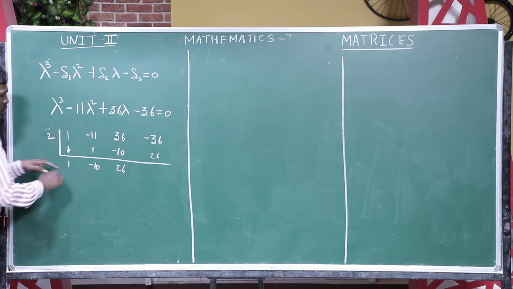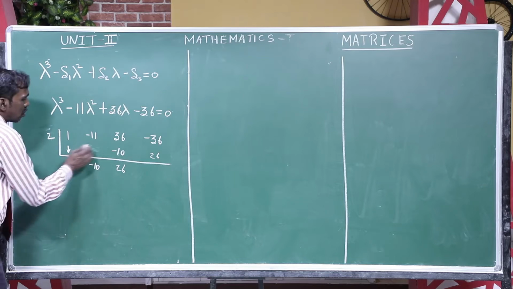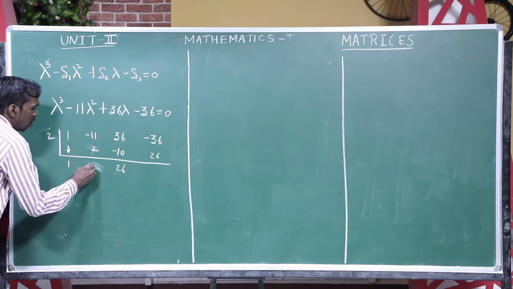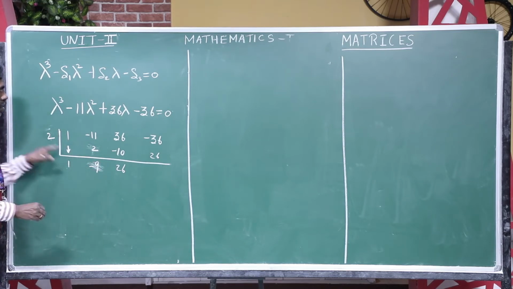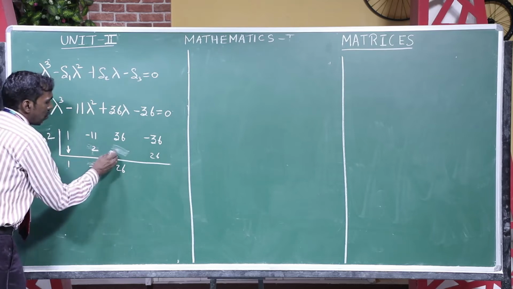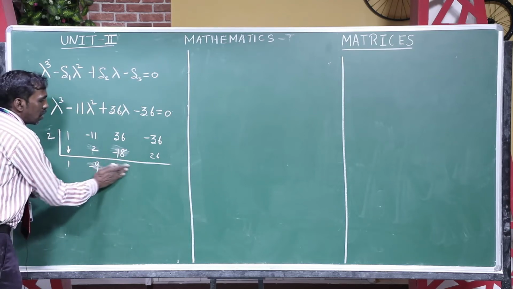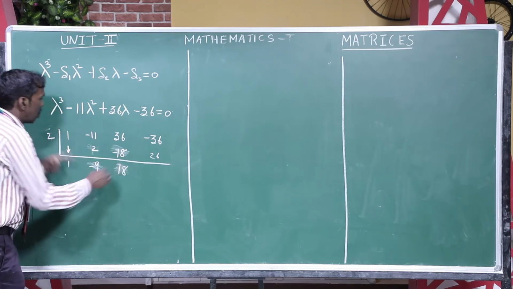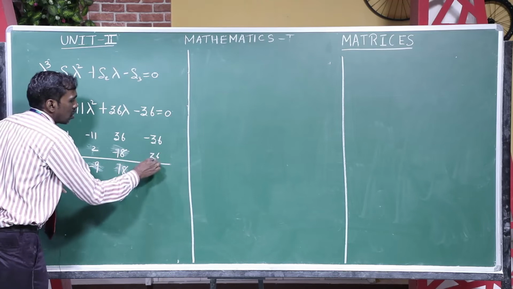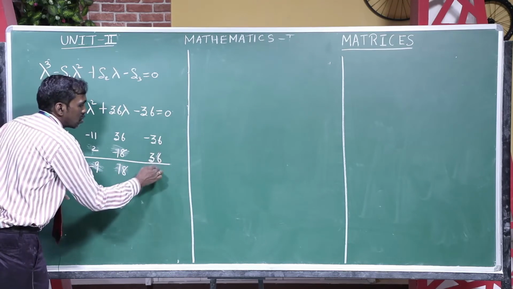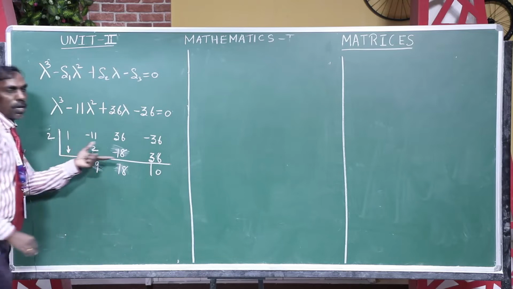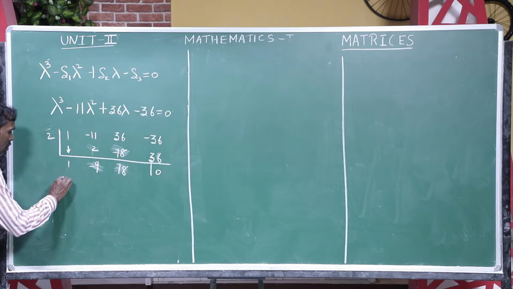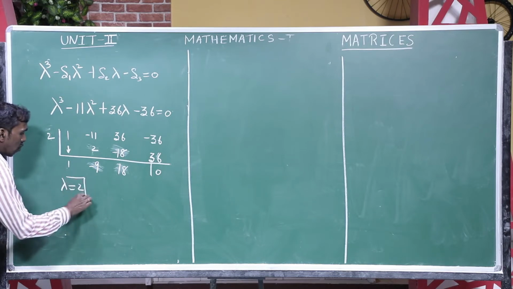So 2 will be there now. 2 ones are 2, so this will be 2. Therefore minus 11 plus 2 will be minus 9. Minus 9 into 2 will be minus 18. So here 36 minus 18, you got 18. So 18 twos are 36, and here we got 0. We got 0 when lambda equal to 2, so this is our one eigenvalue. Therefore lambda equal to 2 is one eigenvalue.